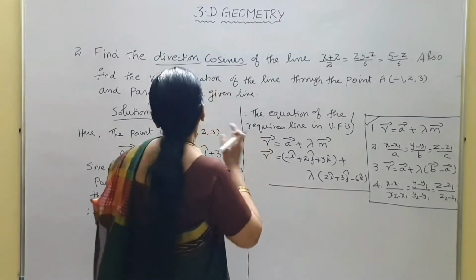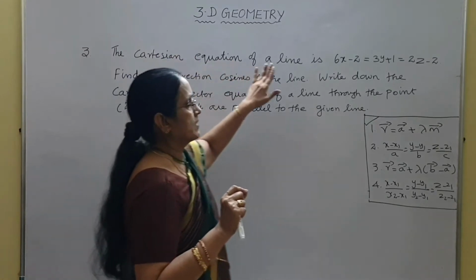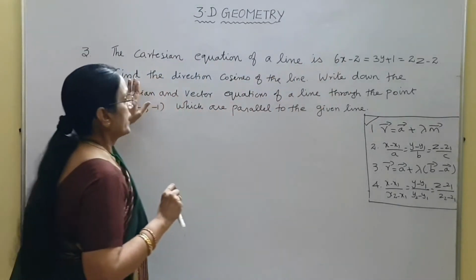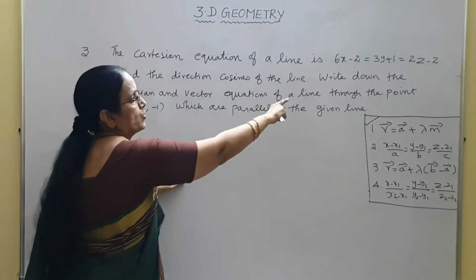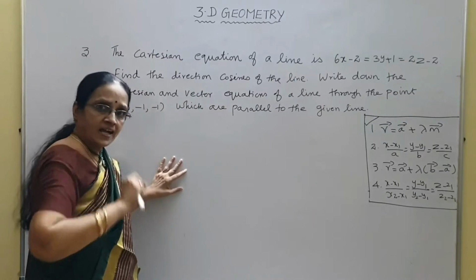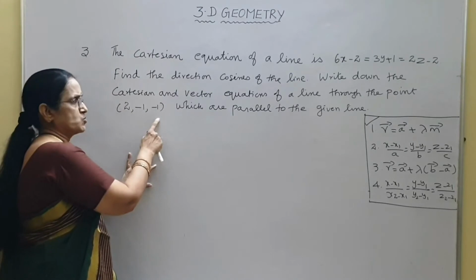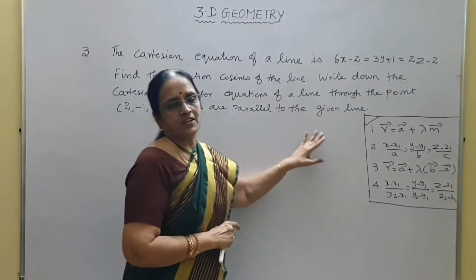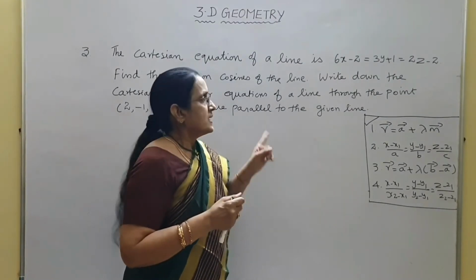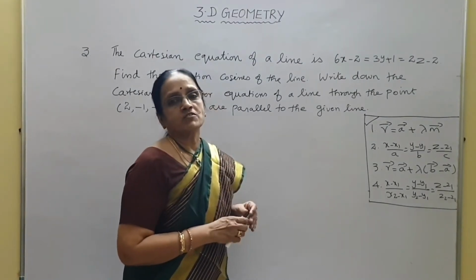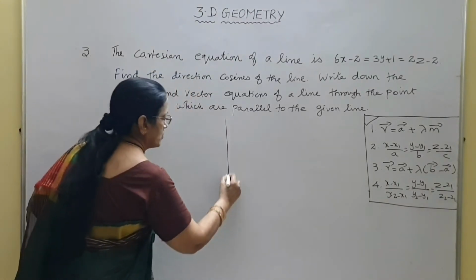Now, we will move on to question number 3. Here, you have been given the Cartesian equation of the line. You need to find the direction cosines of this line and also write down the Cartesian and vector equations of the line through the point 2, minus 1, minus 1 which is parallel to the given line. This question is similar to the previous one we did today. This question was asked in the Delhi 2013 compartment paper. Let's do it now. Solution.